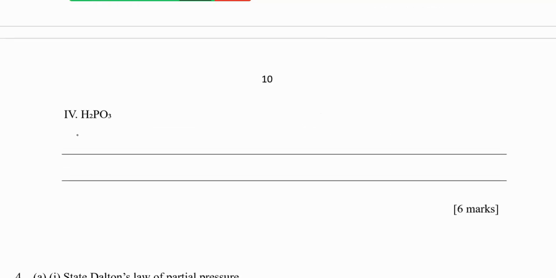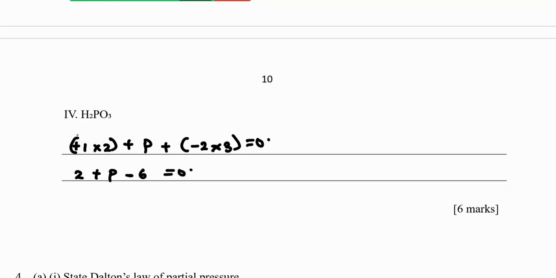Now this next one, we have hydrogen, which is +1 times 2, plus phosphorus, plus oxygen, which is -2 oxidation state, times 3, all equal to 0. Now this is going to be 2 plus phosphorus minus 6 equal to 0. So phosphorus is now going to be minus 2 plus 6, which is equal to +4.